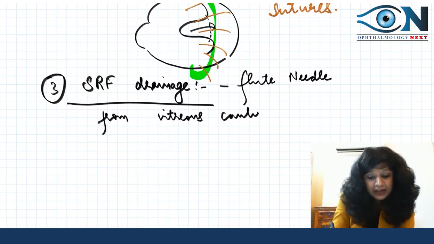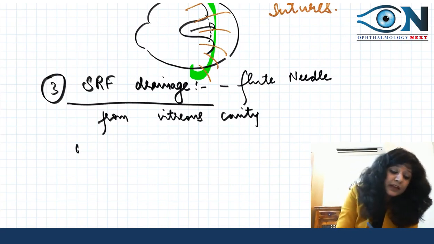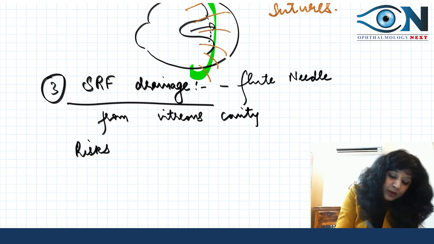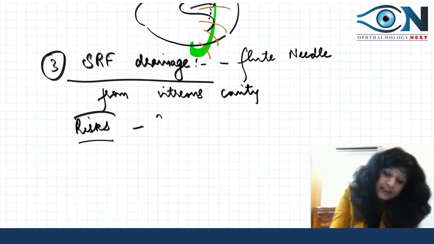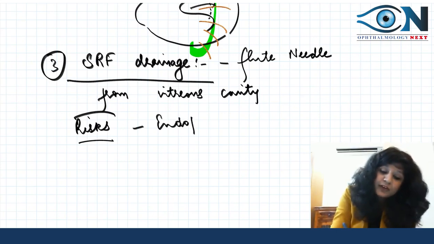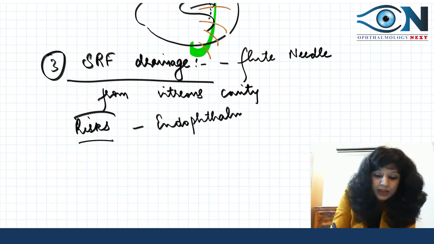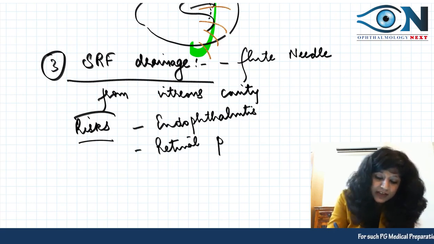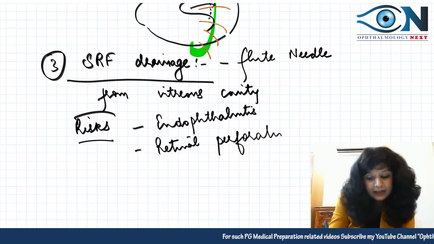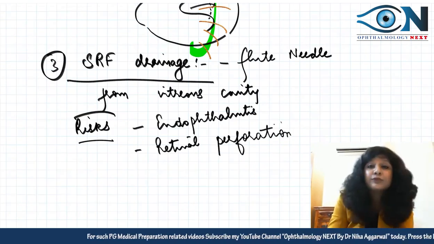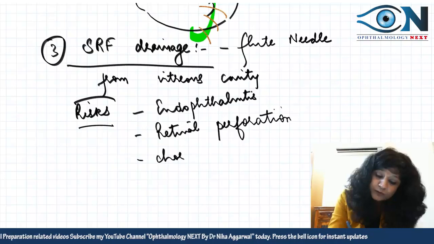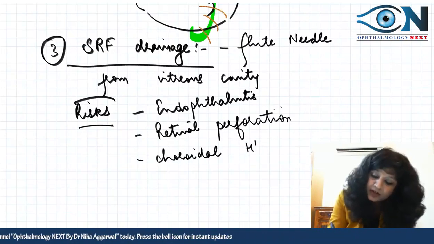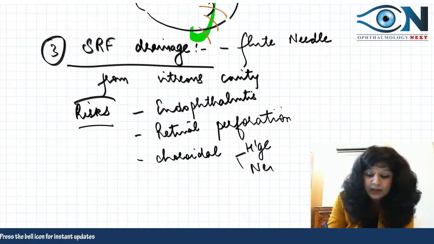And while doing this, we have so many risks involved here, so many complications. First of all, we have the risk of infection and endophthalmitis. Then there is a risk of retinal perforation when you are taking the needle inside, there is a risk of endophthalmitis, there is a risk of choroidal hemorrhage as well as choroidal neovascularization. So that is why you have to be very, very careful.